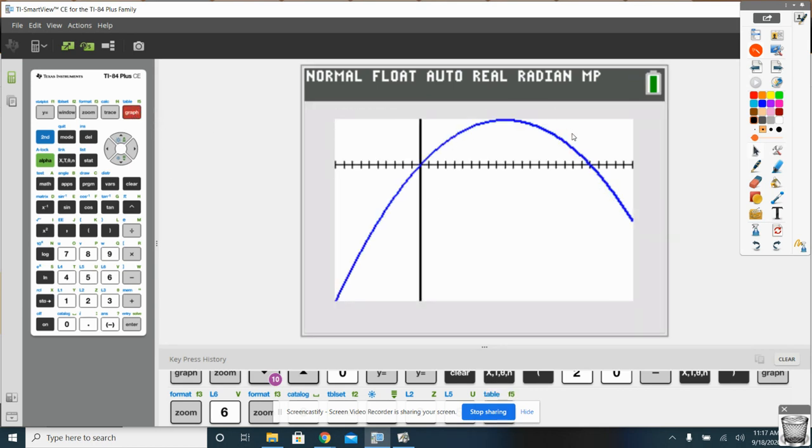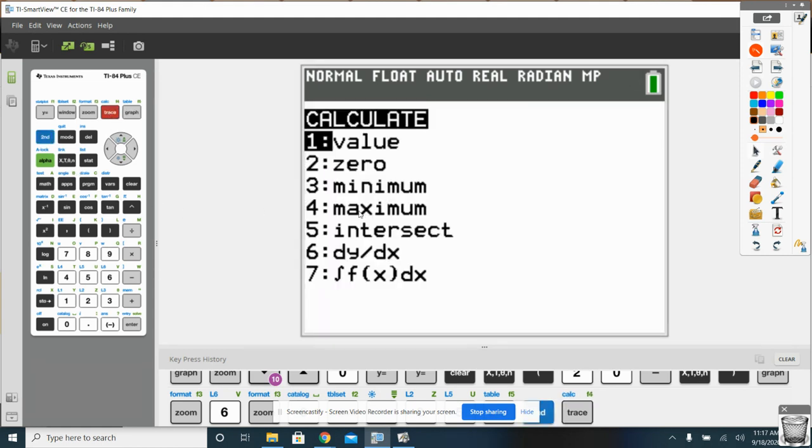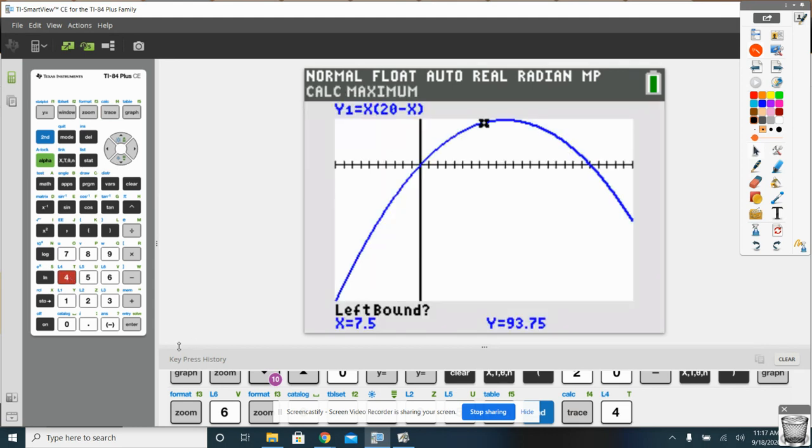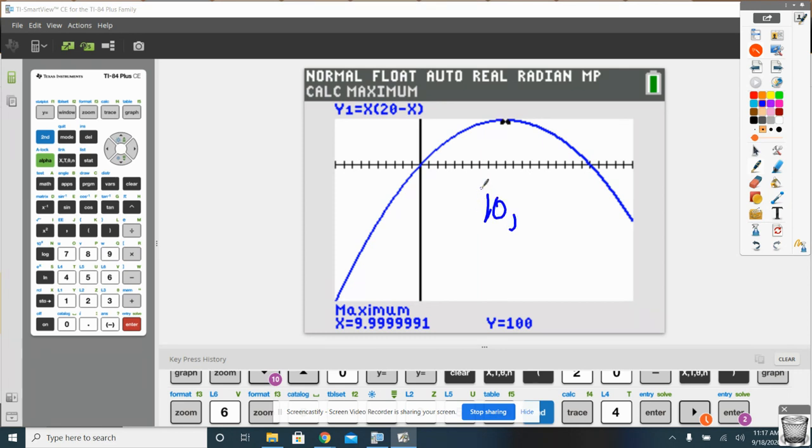And there's where that maximum happens. So I want to know what the maximum value is. So I will do second, calculate, maximum, which is 4. I'm going to hit enter here and come over here and find this maximum. And the maximum is going to be at 10, because when 10 is x, the area is going to be 100, and that's going to be a maximum.